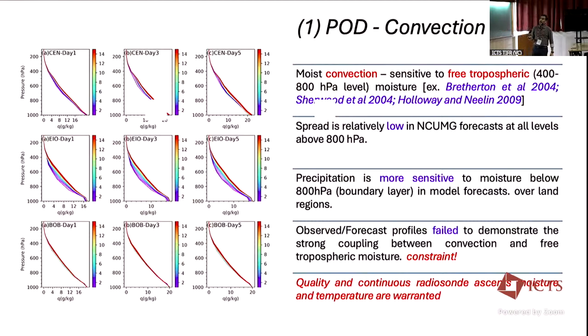If you look at that, there is a classical paper by Bretherton, Holloway and Nesbitt. They showed the sensitivity to free tropospheric moisture. That is where the enhancement of deep convection happens.